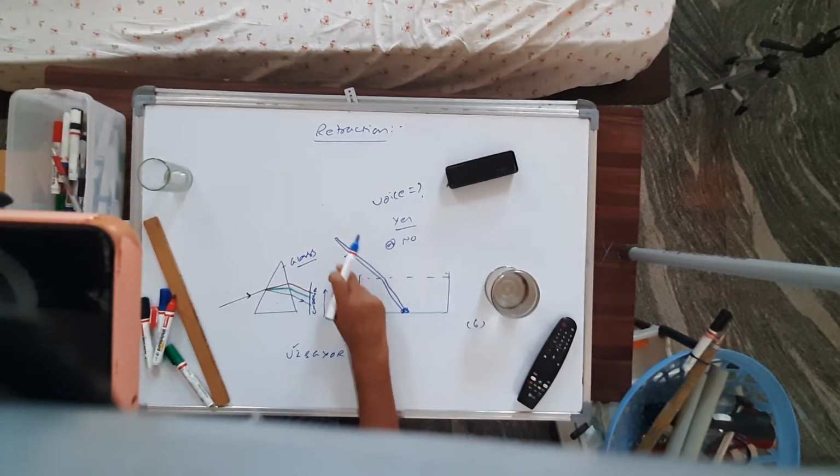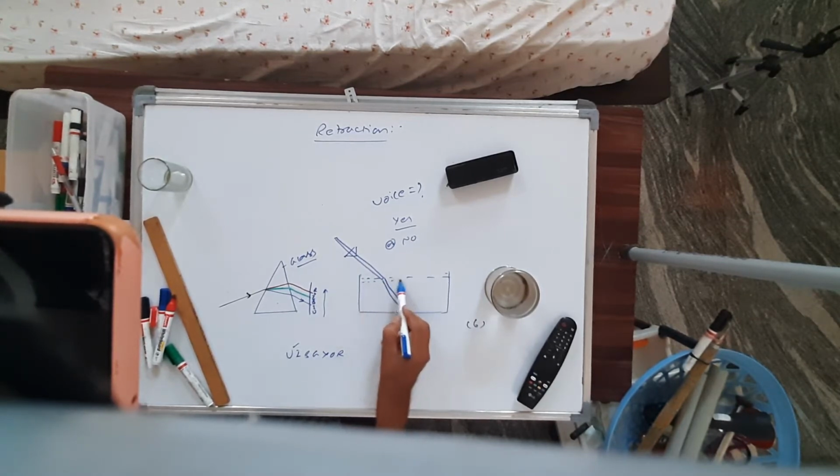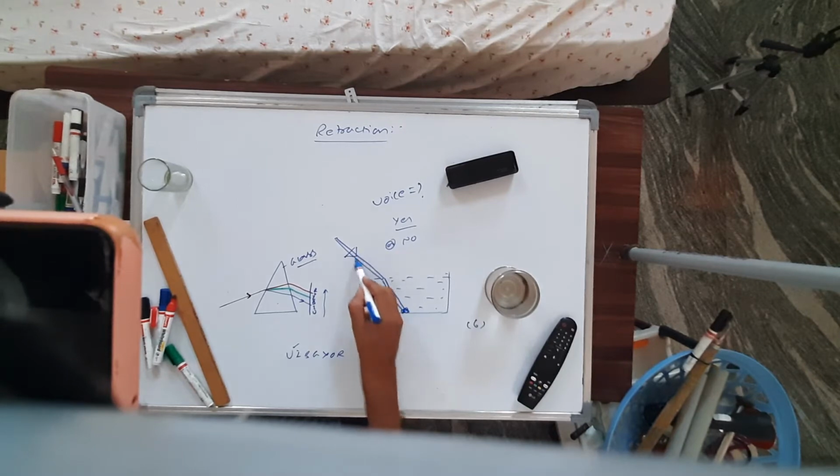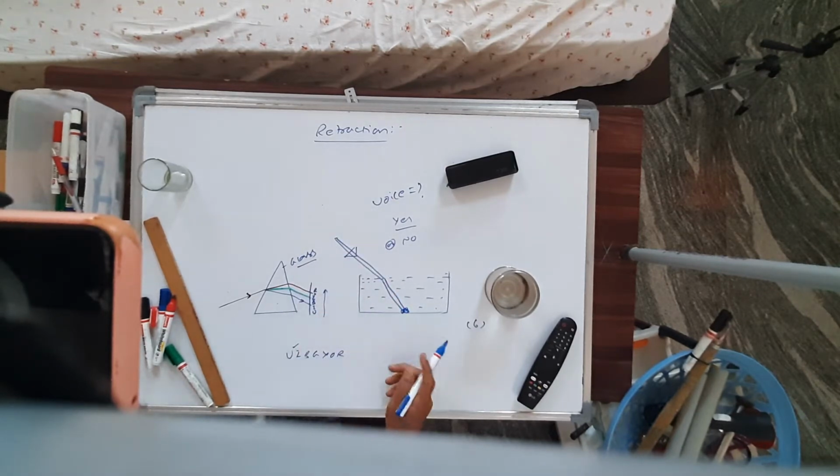So there is the phenomenon of change in the speed of light and the consequent bending at the surface joining the two media. So this, for oblique incidence, is called refraction.